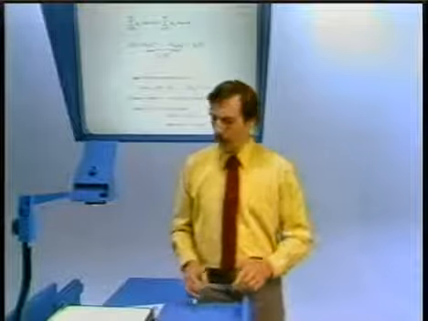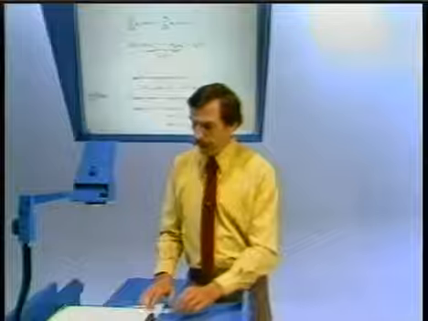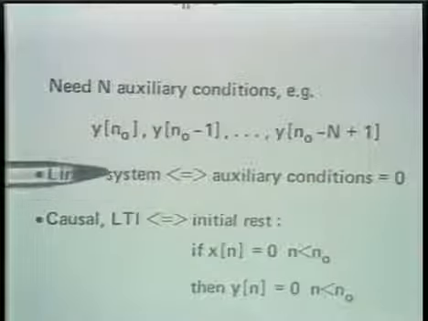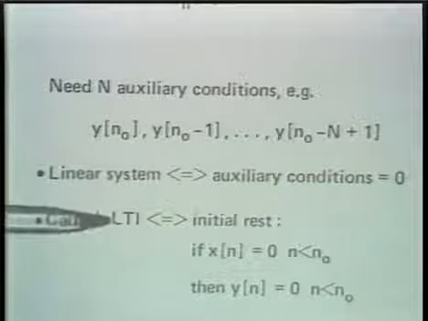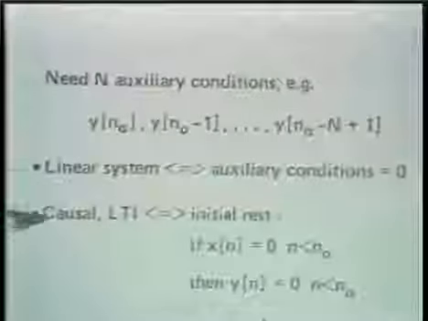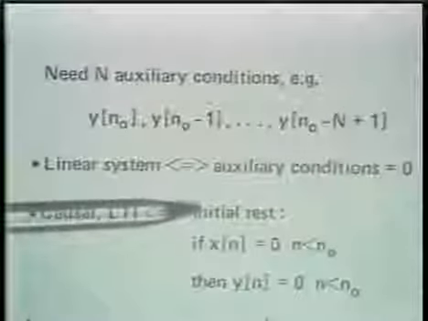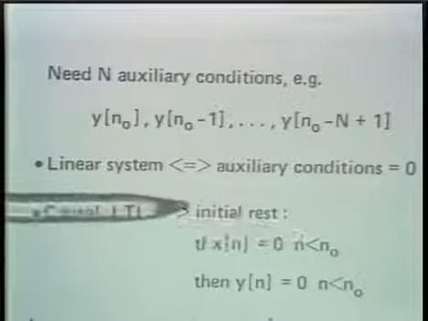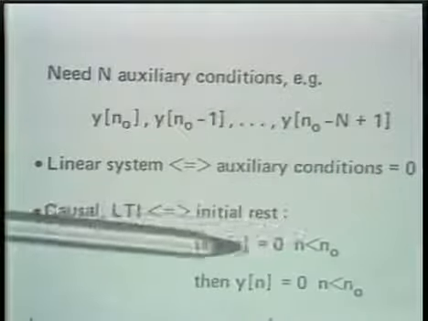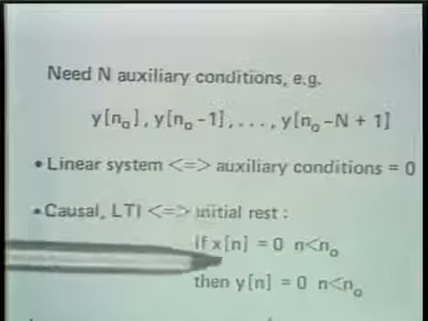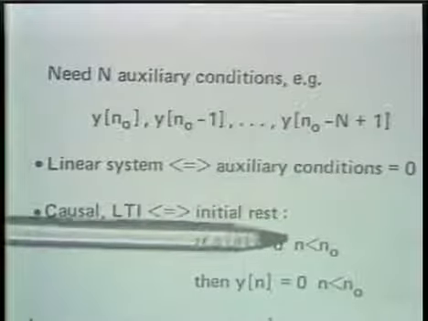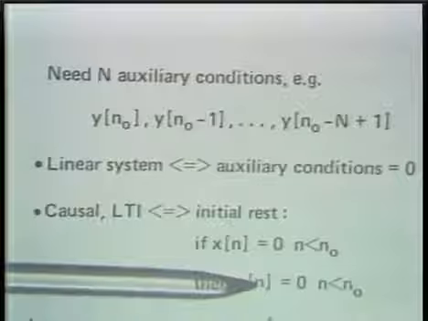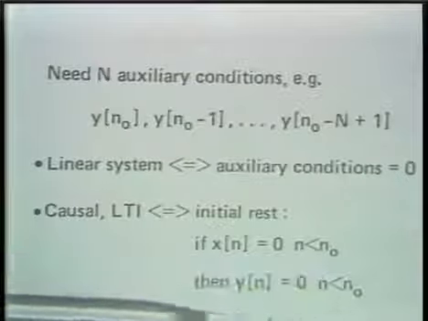In addition, what we may want to impose on the system is that it be causal and in addition to linear time invariant, and what that requires again is that the auxiliary conditions be consistent with initial rest, namely that if the input is 0 prior to some time, then the output is 0 prior to the same time.